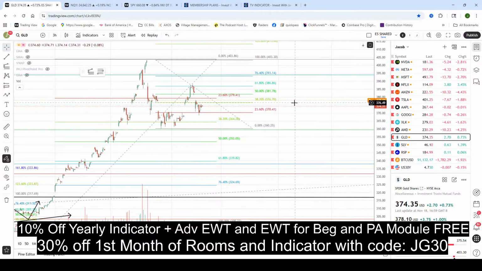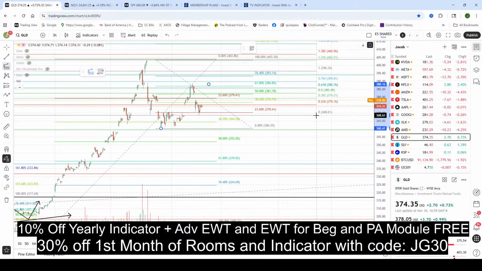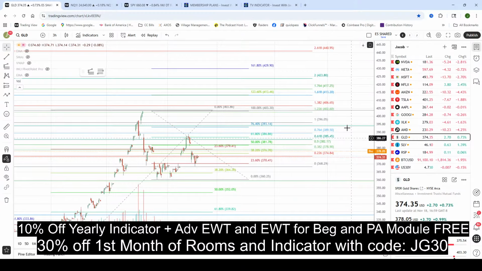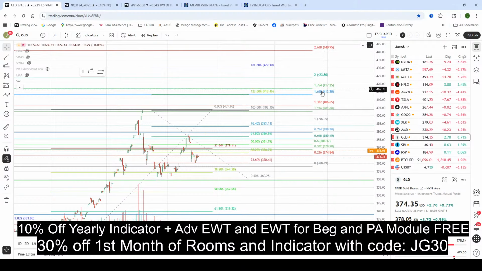If they break out, the next target zone higher is going to be 413 to 423. And then we'll see what happens there on GLD.